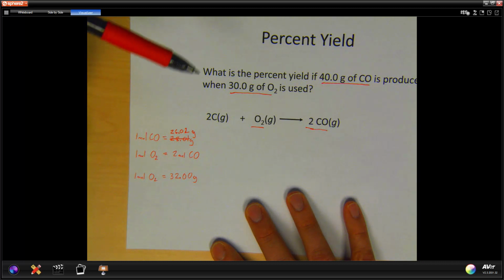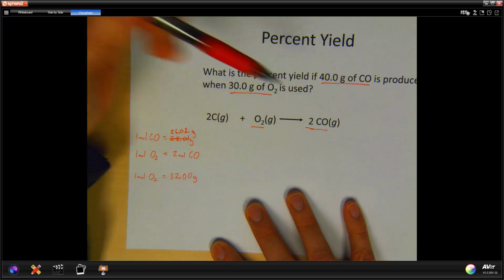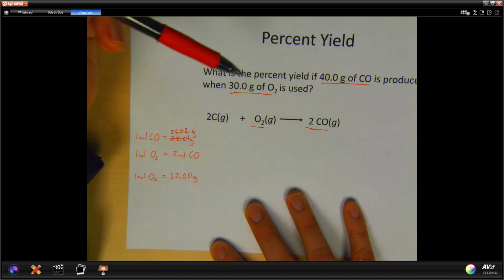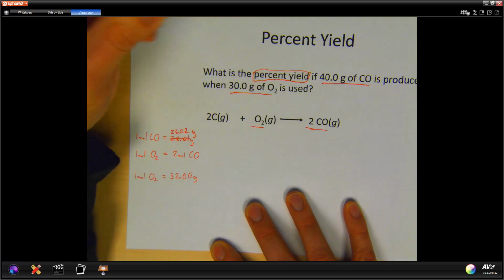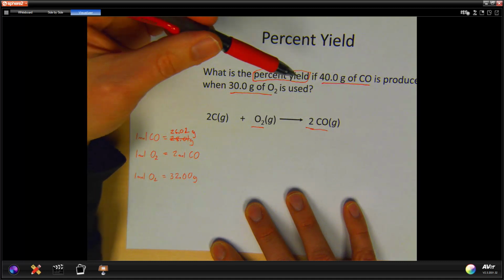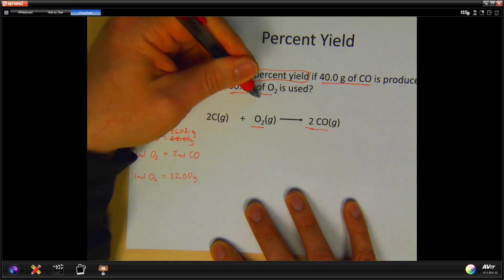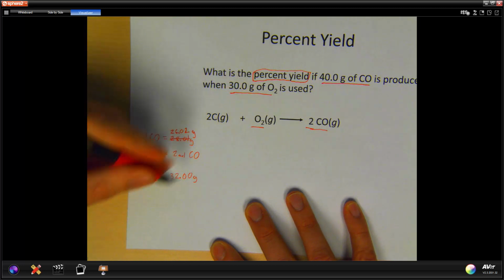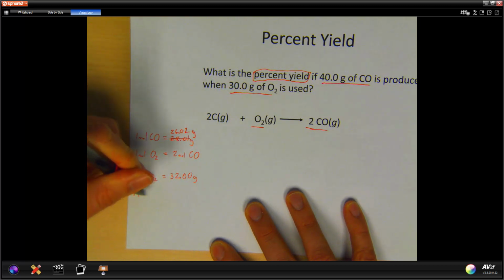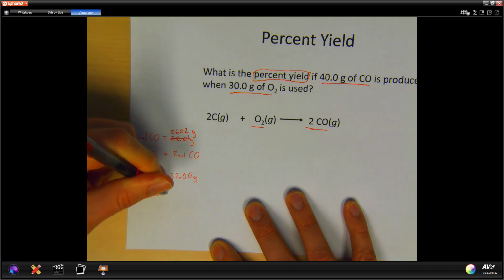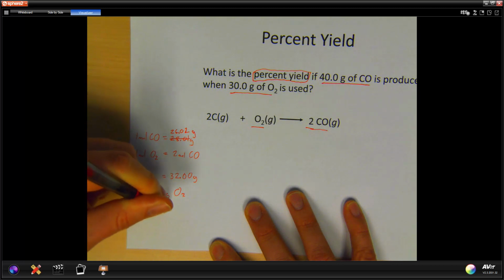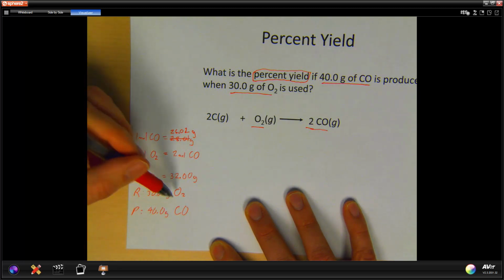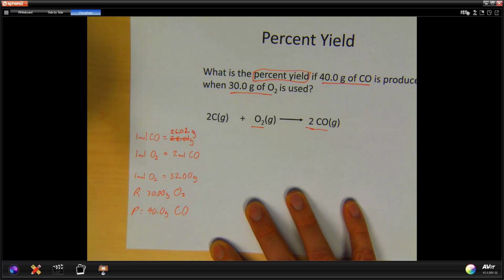Sometimes the tricky part here is knowing where to start. Do we start with the CO or do we start with the O2? For a % yield question, because it's saying percent yield right here, we want to start with the reactant. So O2 is our reactant. We can say reactant is 30 grams of O2. Product is 40 grams of CO. So we're going to start with the reactant, and we're going to come back to the product when it's time to find percent yield.